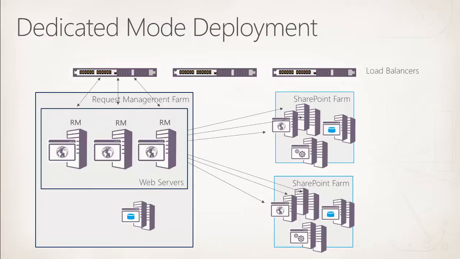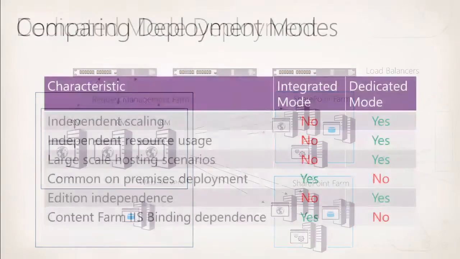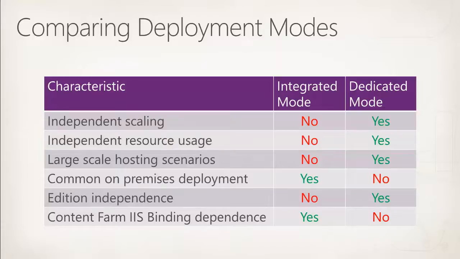A little reference slide here which compares the deployment modes. The diagrams should kind of present this as well. If we are using dedicated mode, it means that we can scale the content farms independently of the request management farm and vice versa. Whereas if we're in integrated mode, that's not possible. If we need to scale that farm for whatever reason, we've got to add more web servers. That means they've all got to be running request management as well. We can't tune the resource usage in terms of memory, CPU, and so on for an integrated mode deployment as well.